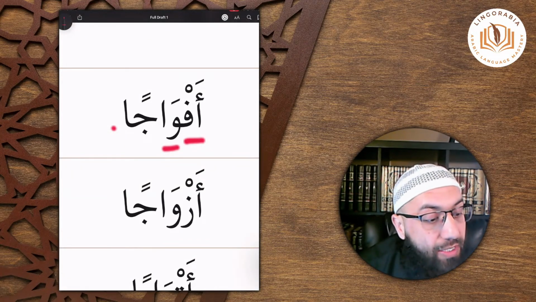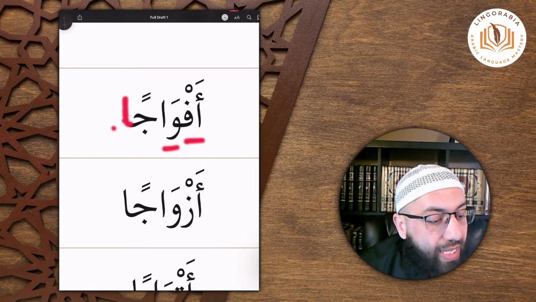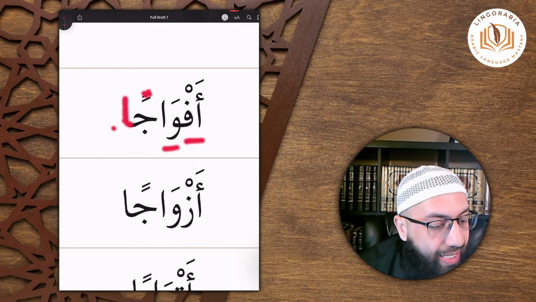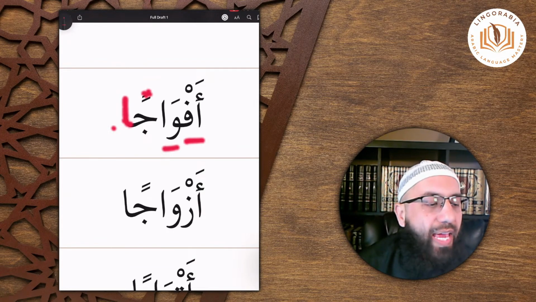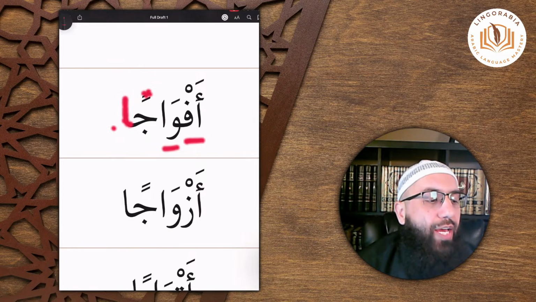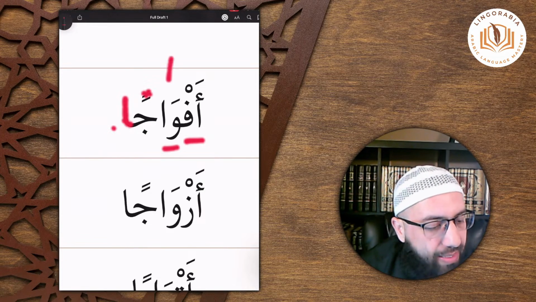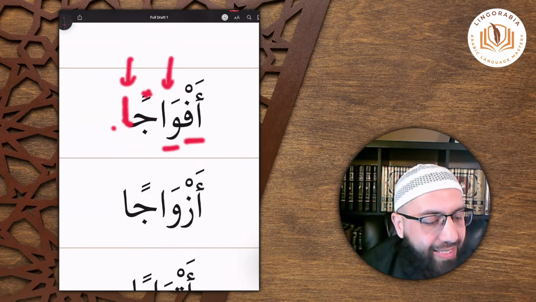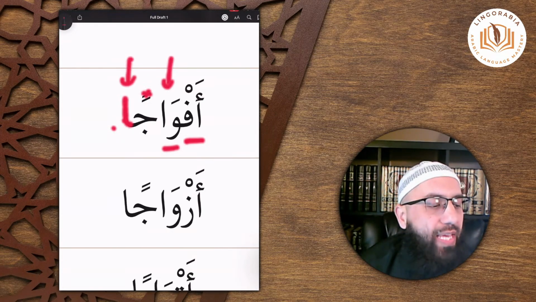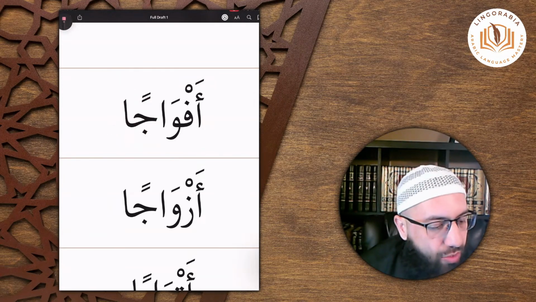Afwaja. Guys, you read the alif here. You drop the tanween, okay? So you say afwaja, okay? And you make the two alifs here identical in length, okay? So you say afwaja.